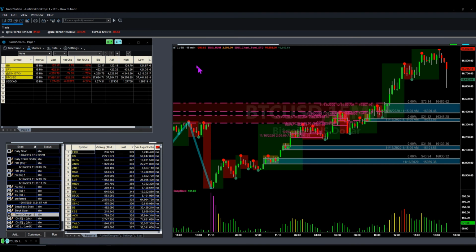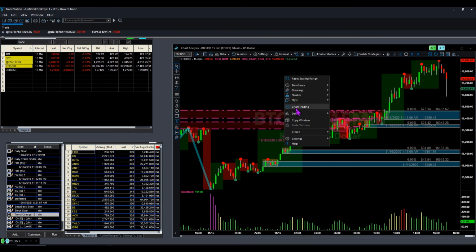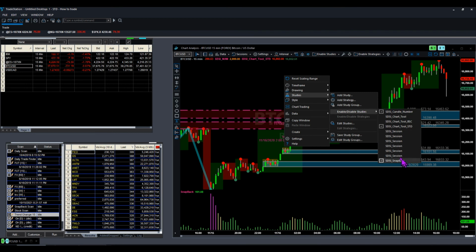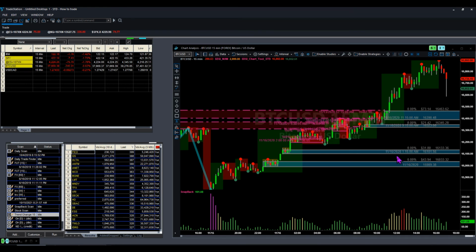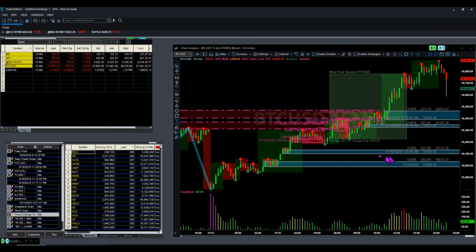So here's an example of what the Bitcoin looks like, and you might want to turn on one of your sessions, so you can quickly and easily do that. And then you can see, okay, here's the bands that were formed during the New York session. And so if that's one of your rules, you could use that to easily see those so that you know what bands were formed when. And then you can see your snapback down here as well.